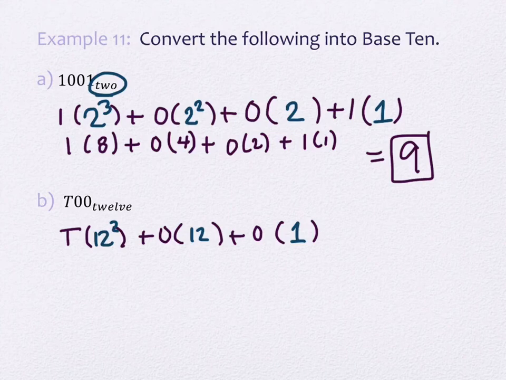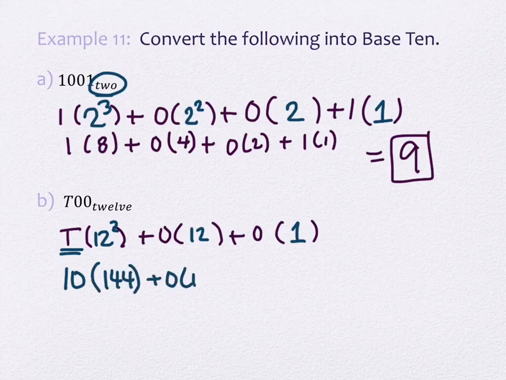Please don't tell me that the answer is 144t. That's what it looks like right now, right? The zeros at the end cancel out. This is 144t. T has a value. What is its value that we're actually thinking of? It's 10. So it's actually 10 times 144 plus 0 times 12 and 0 times 1.